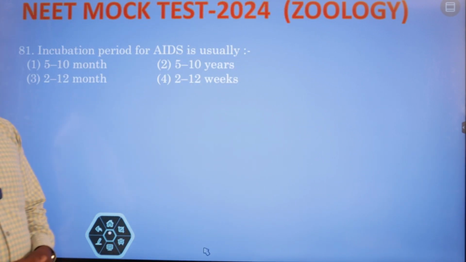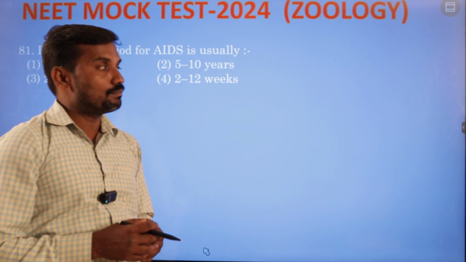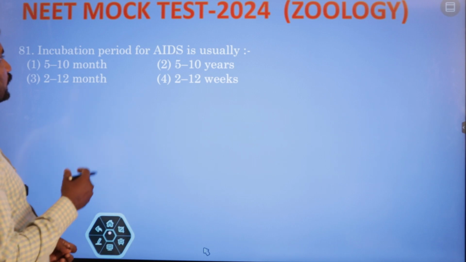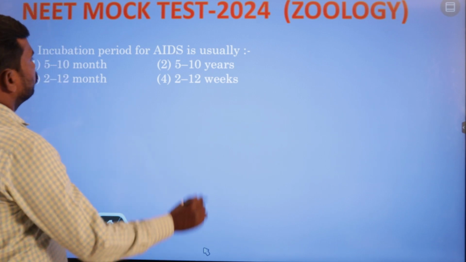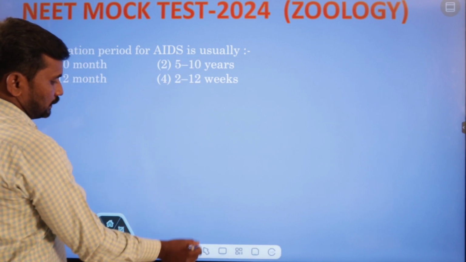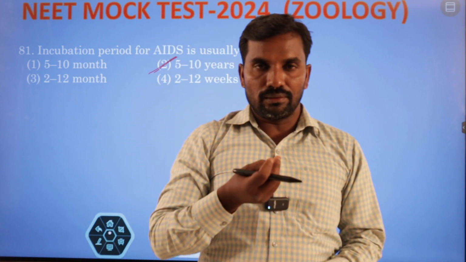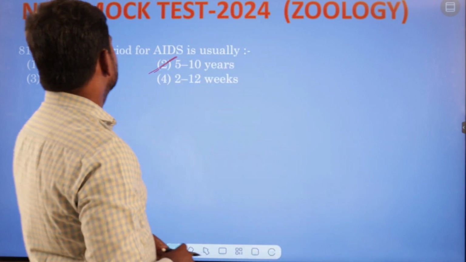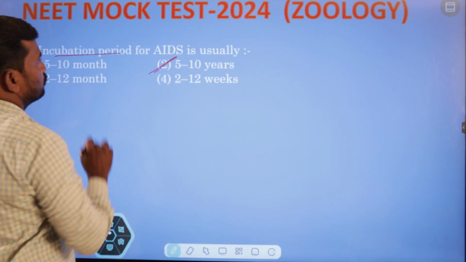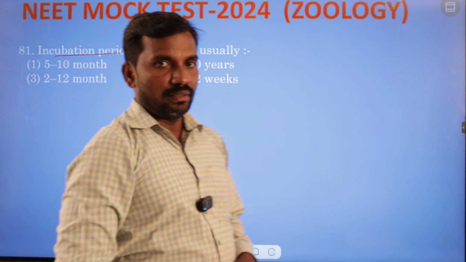The incubation period of AIDS is usually, basically AIDS is asymptomatic, and we can detect AIDS only after 5 to 10 years. This is very important. Because AIDS is asymptomatic, whether we are affected or not, symptoms usually appear after the incubation period, that means 5 to 10 years. There is no direct medicine available for AIDS.